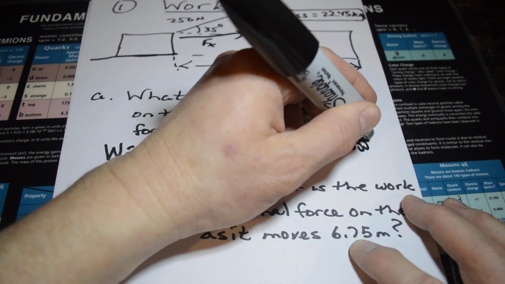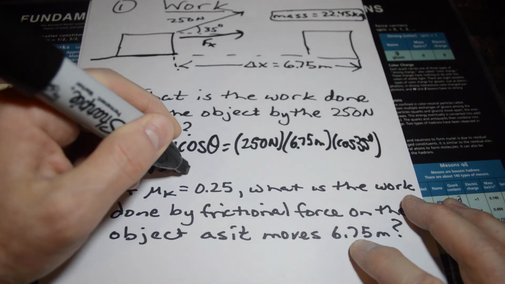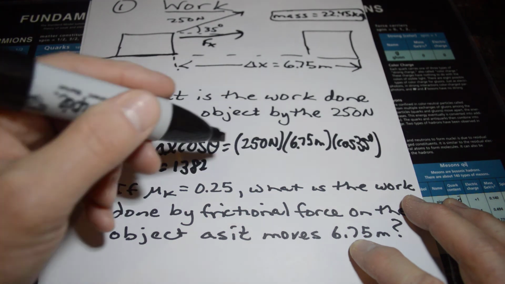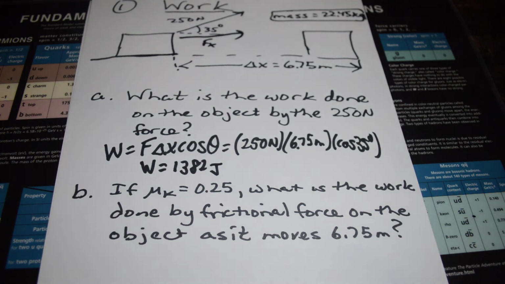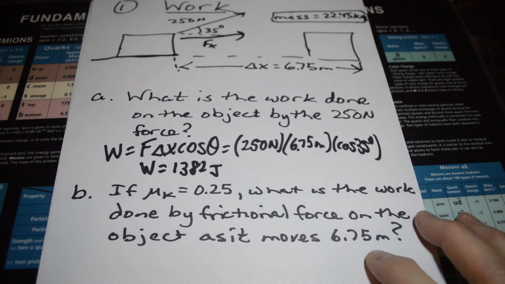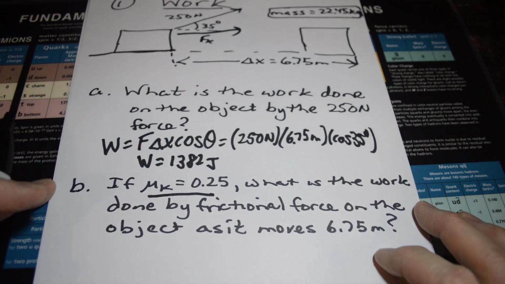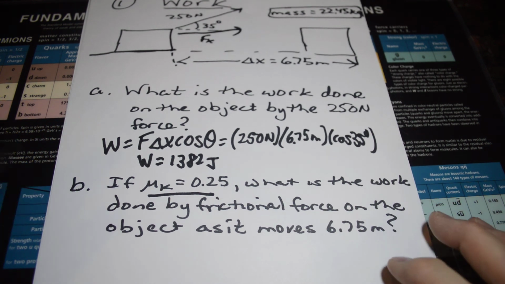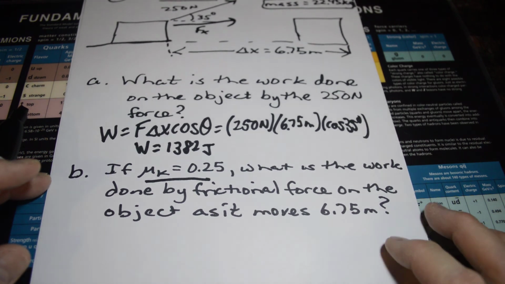Then put in the cosine of the angle. Make sure you're in degree mode, 35 degrees, and if you do that, you get an answer of 1382. The units would be newton meters, which are joules. So that's the amount of work that force does on that object. It says, now if there's a coefficient of friction, because it was actually a rough surface, and that coefficient is 0.25, what is the work done by the frictional force as the object moves 6.75 meters? So go ahead and try that.